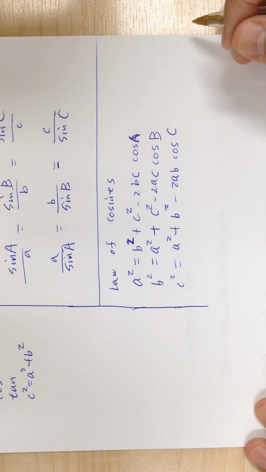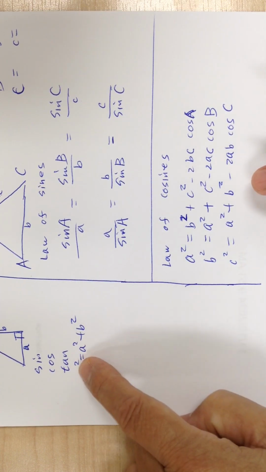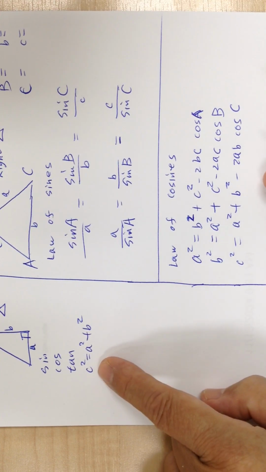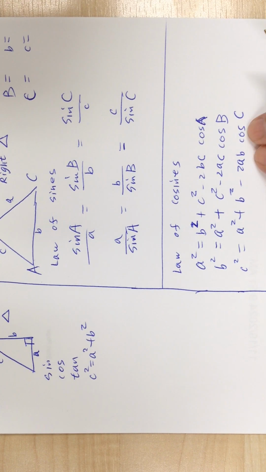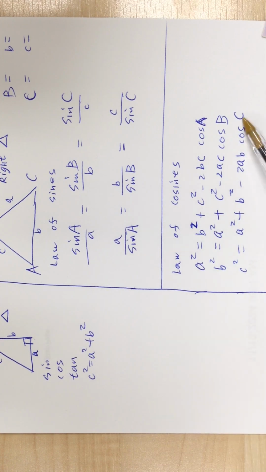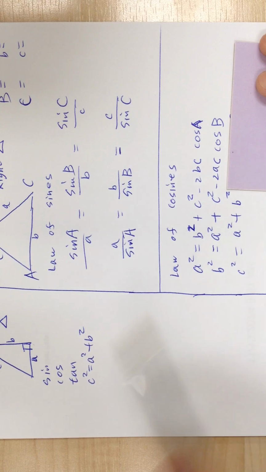Now, if you notice, this looks very similar to the Pythagorean theorem. So the Pythagorean theorem is actually a special case of this. What happens when angle C equals 90 degrees? When it's a right triangle, angle C is 90 degrees, and cosine of 90 degrees equals 0. So this term is gone, and this becomes that. See that? So this is a special case of this equation.